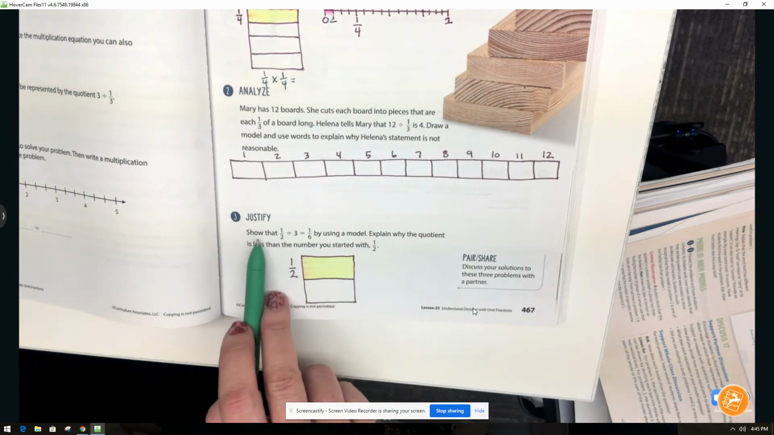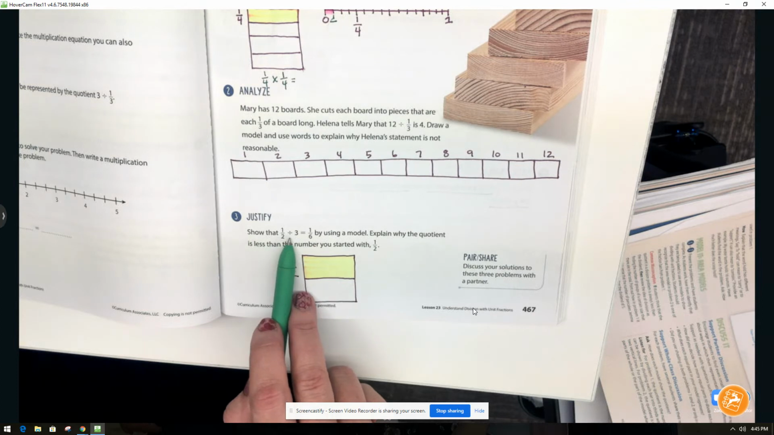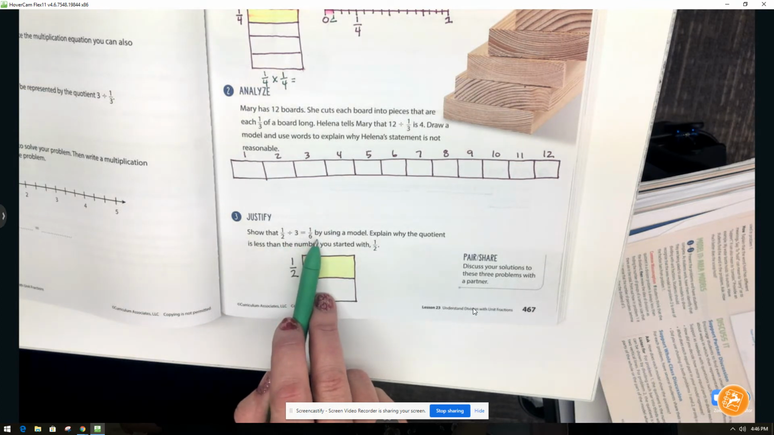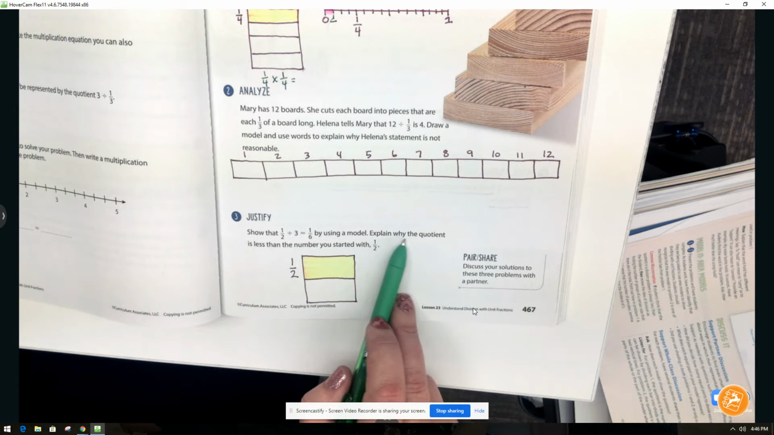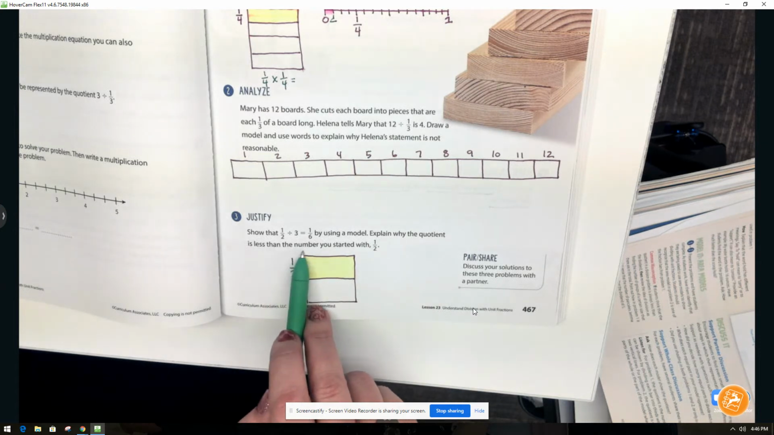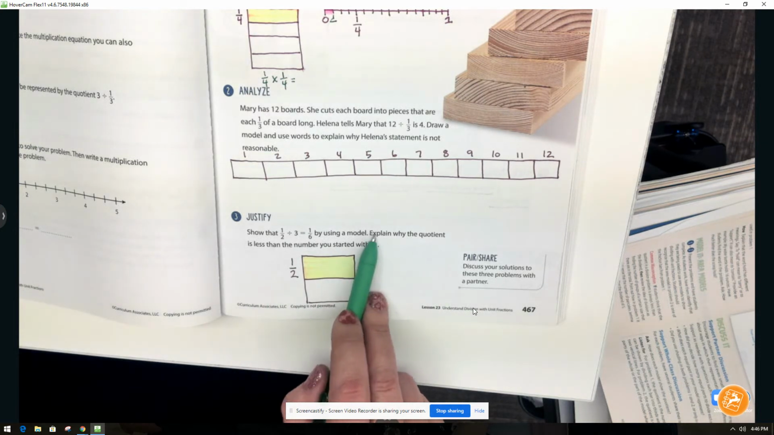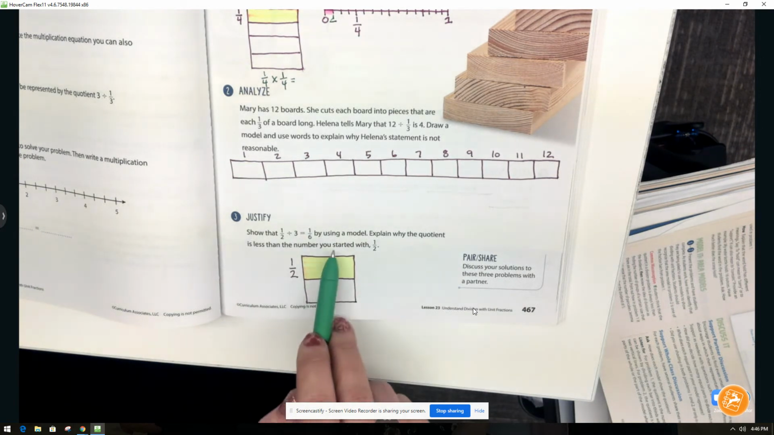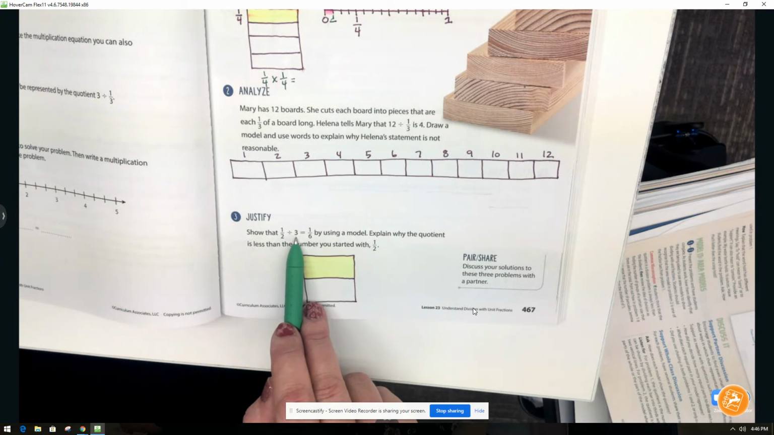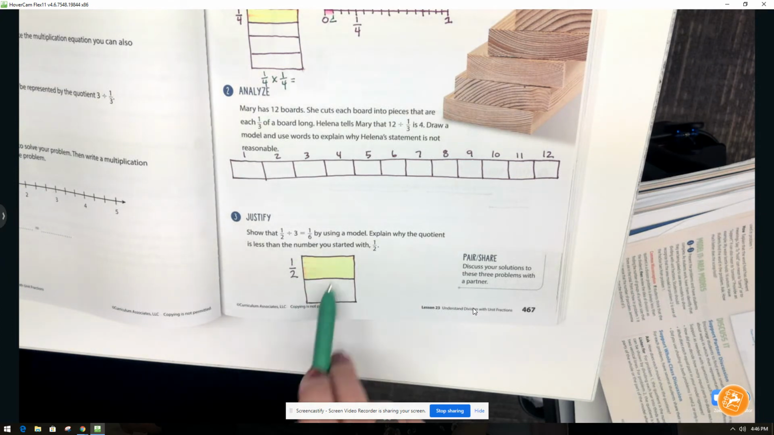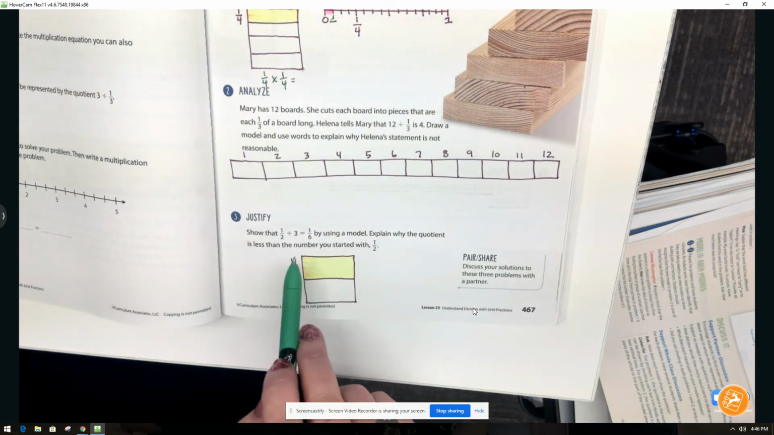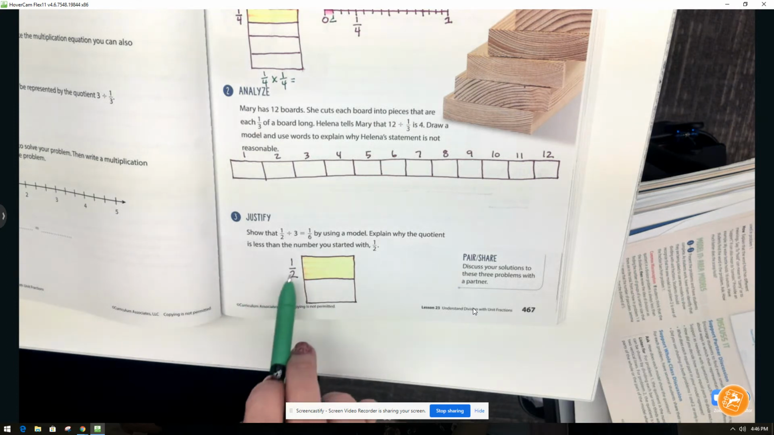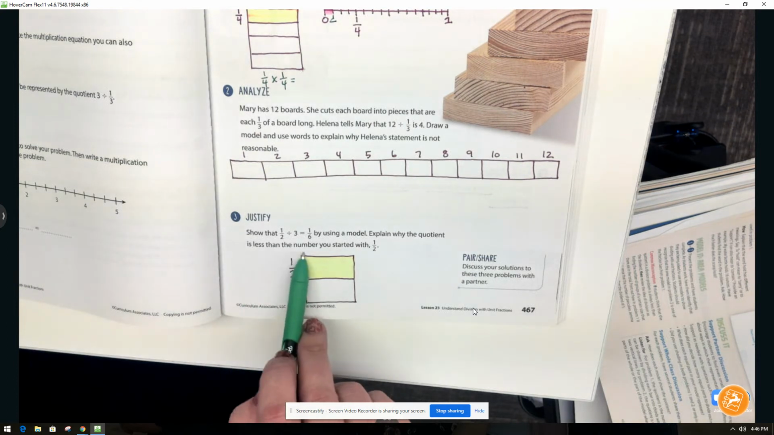Now, number 3 says this: show that 1/2 divided by 3 equals 1/6 by using a model. Explain why the quotient is less than the number you started with, 1/2. So I've drawn 1/2 for you. You're going to divide it into this many sections, and then you're going to show me what is the value of just one of those sections.